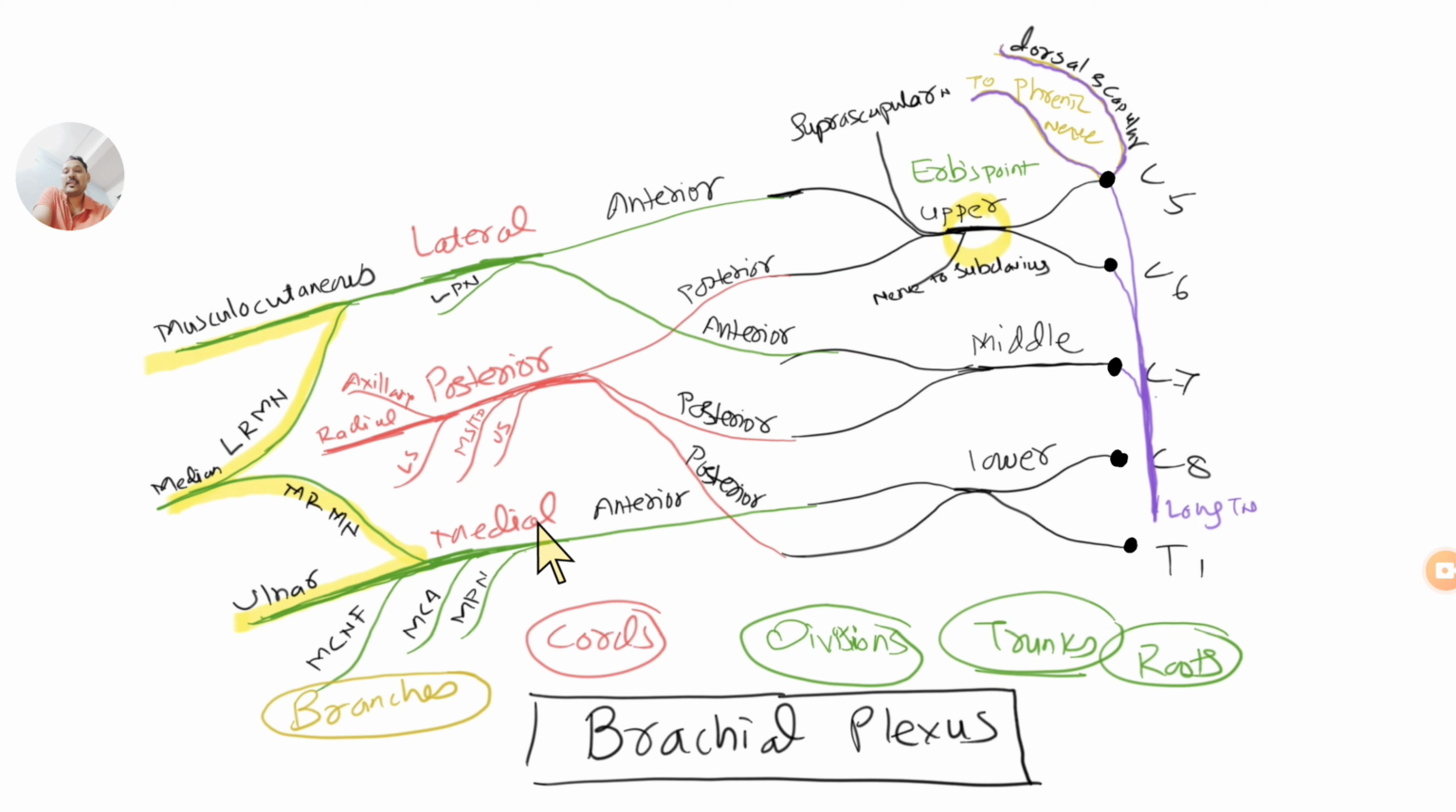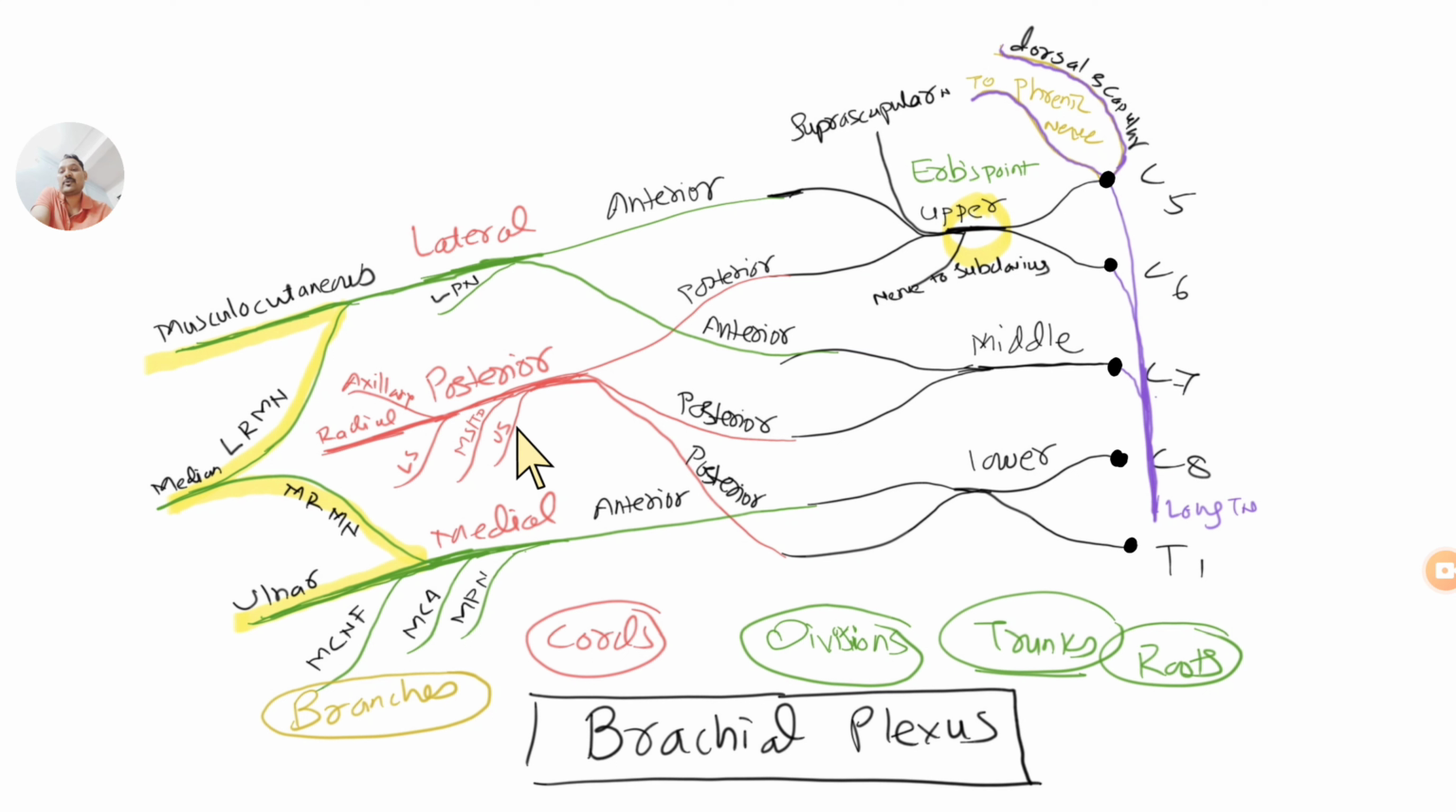And all the posterior divisions, shown here in red, the posterior divisions of all the trunks, form your posterior cord, arguably the largest, thickest cord of the brachial plexus. Now why these names, lateral, posterior, and medial? Why is anterior not included there?